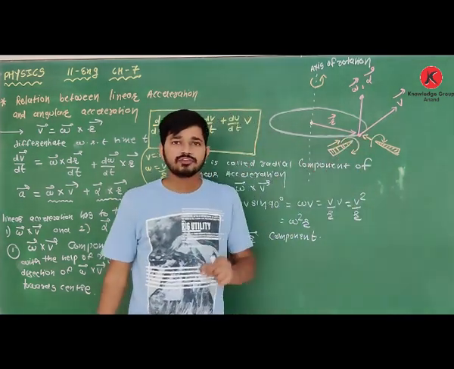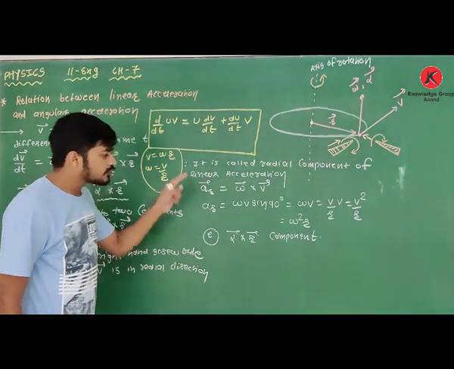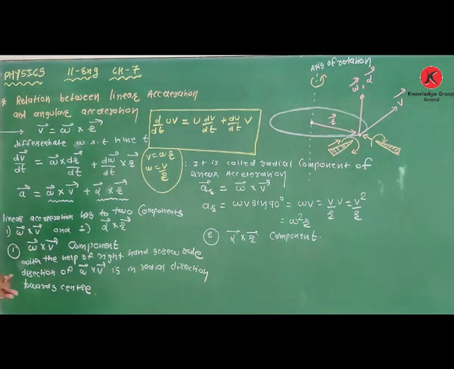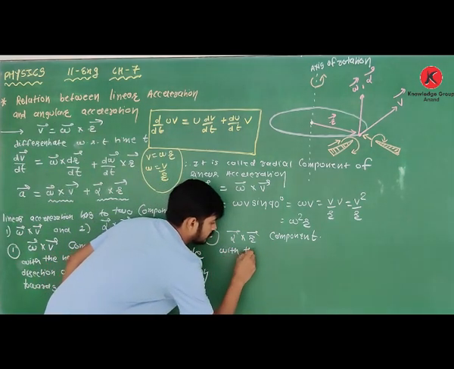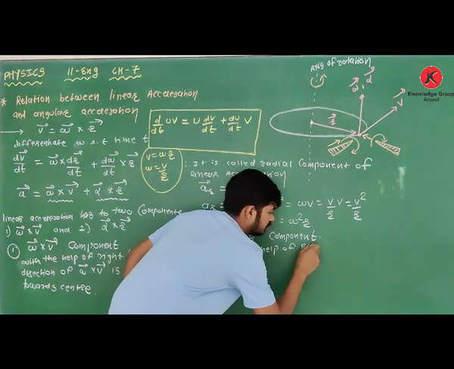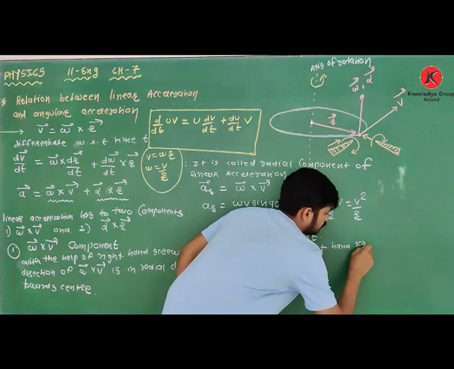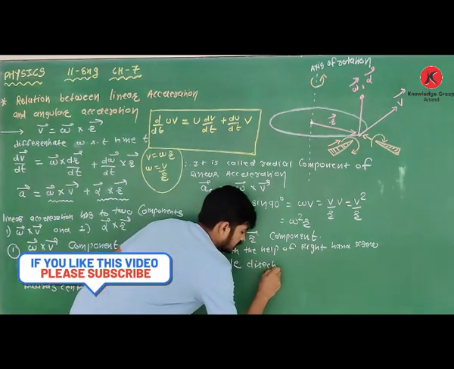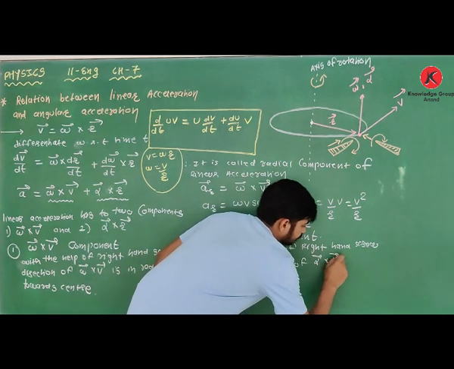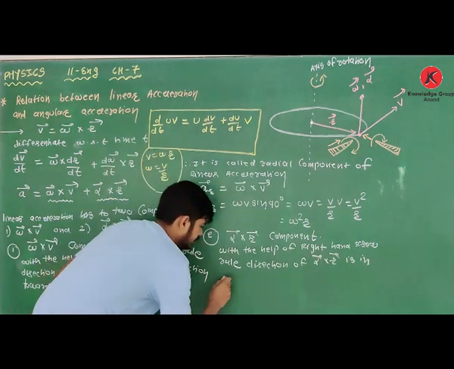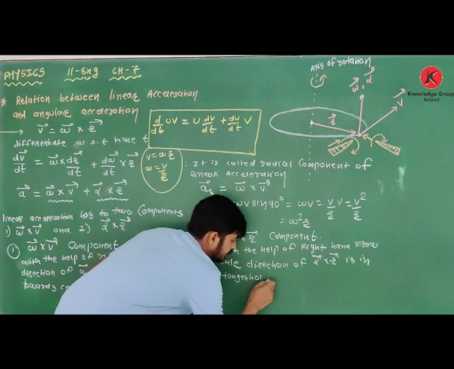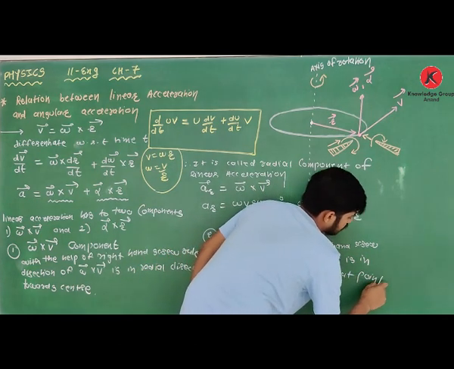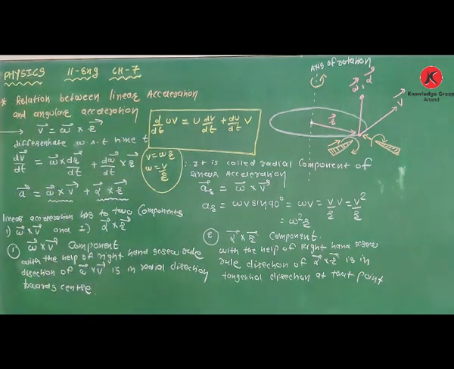That is in direction of V. Velocity is in direction of tangent. So simple. This alpha cross R component is in direction of tangent drawn at that point. So yes, you have to write the similar thing, that is with the help of right hand screw rule, direction of alpha cross R is in tangential direction at that point, and therefore it is called tangential component of linear acceleration.